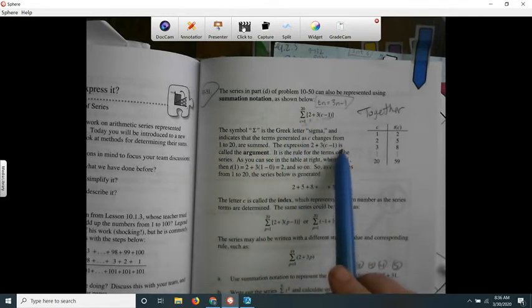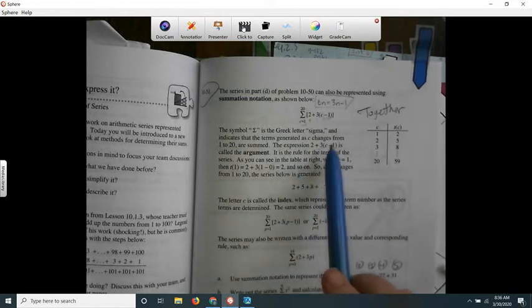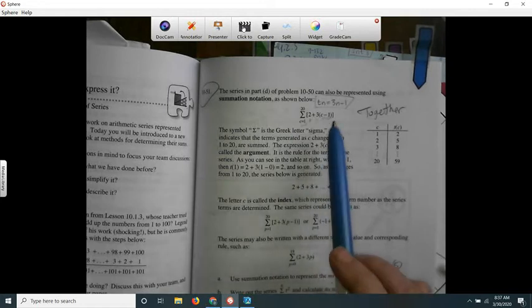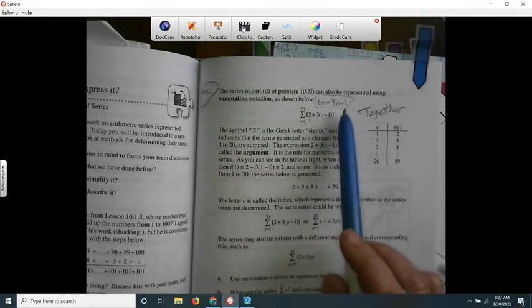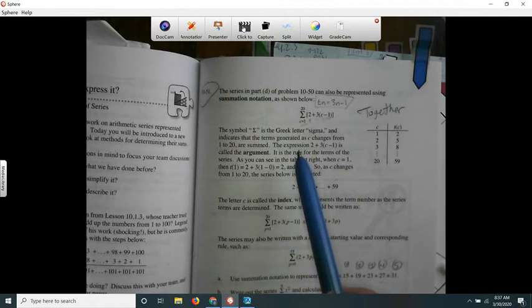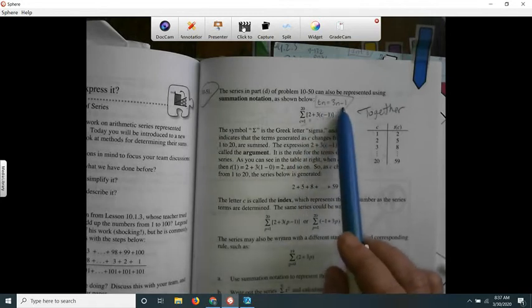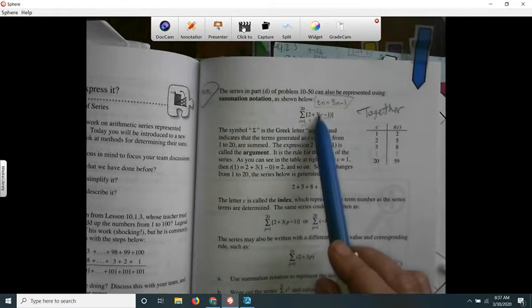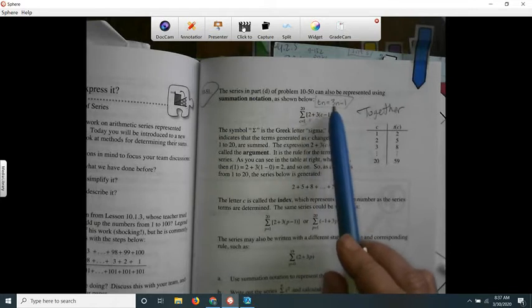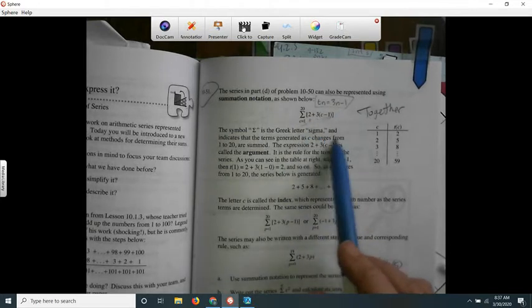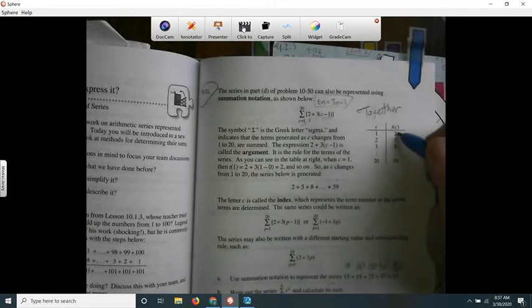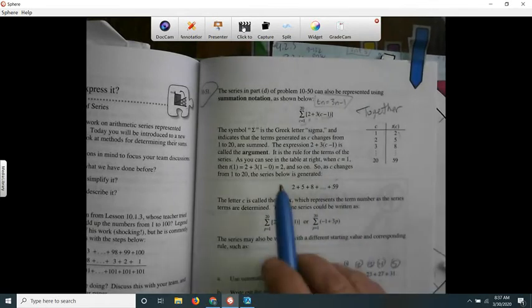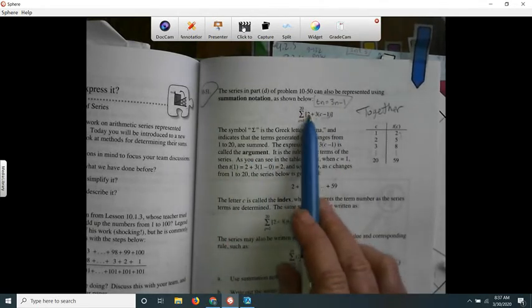Here's an expression for that, and this expression is called the argument. Another expression for this could be like y equals mx plus b. The slope is 3, and the y-intercept is -1. If I were to distribute this 3, I'd have 3n minus 3 plus 2, which is 3n minus 1. And you can tell that these are going up by 3 each time. So that's called the argument right there.